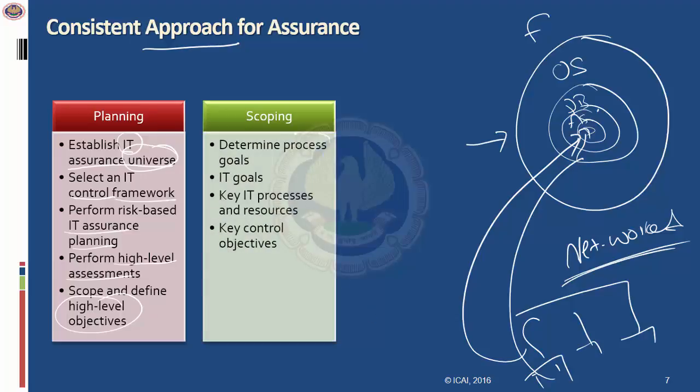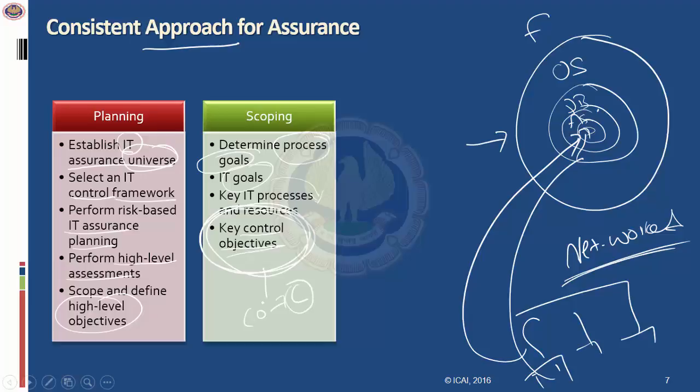This is where you define, for each of the areas or processes you selected, what process goals the enterprise has set and what the audit objectives are. You also decide what IT goals have been set, the specific IT processes and the resources being used to achieve the business processes, and the specific control objectives. Now control objectives are key for any IS assurance assignment, because control objectives tell you what objective you're going to achieve by implementing the specific controls.